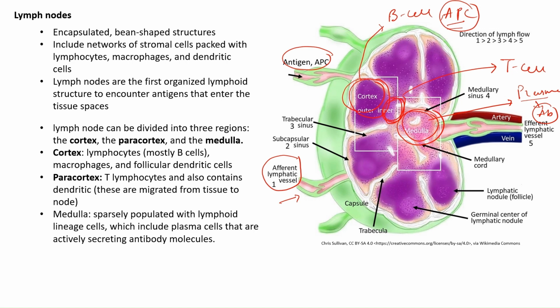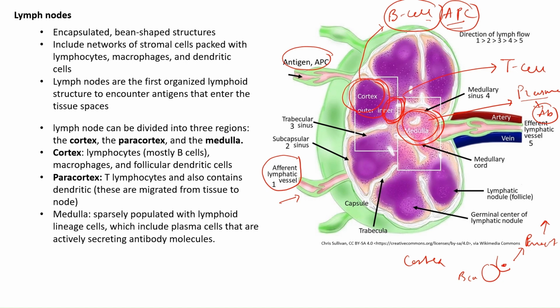So the antigen will enter through afferent lymphatic vessels. Once it enters here, the antigen presenting cells, including the B cell, will encounter the antigen. The B cell will engulf the antigen, process it, and present some part of the antigen on its membrane. Now, from the outer cortex, along with this antigen, this B cell will go to the paracortex to present the antigen to T cells, because the paracortex contains T cells.